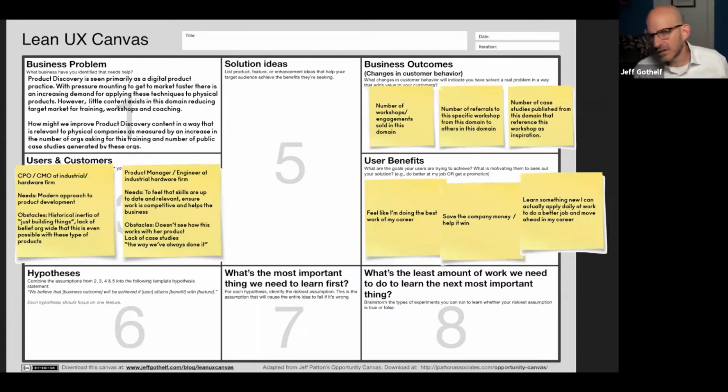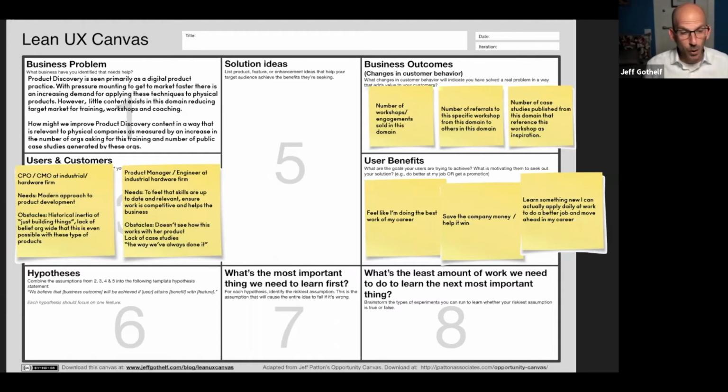And so, again, this is where we get into the empathy part of the conversation. For example, these folks feel like they're doing the best work of their career. They're saving the company money and helping it win. And they learn something new that they can apply daily at work to do a better job and get ahead in their career, right? So these are the kind of benefits that they get if we do a good job with this training.